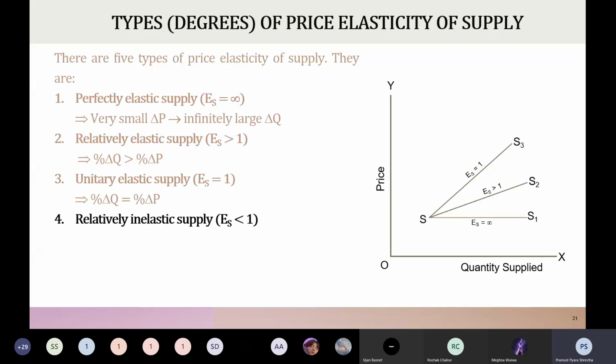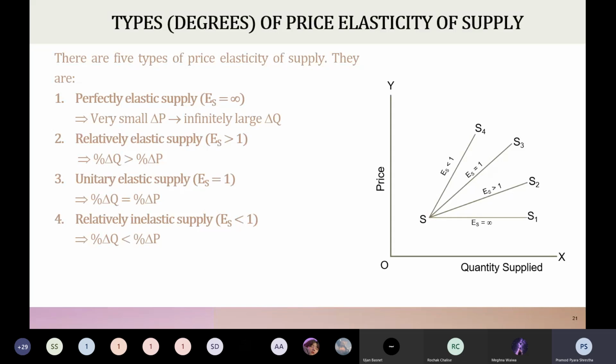The fourth one is relatively inelastic supply, where the value of ES is less than 1. In this case, the percentage change in quantity supplied is less than the percentage change in price, and the line is relatively steeper. So this S4 line shows ES is less than 1, which means relatively inelastic supply.